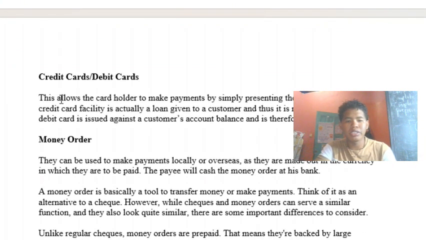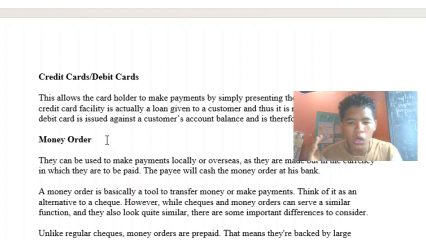Let's look at credit cards and debit cards. This allows the card holder to make payment by simply presenting the card to the seller. A credit card facility is actually a loan given to a customer, and thus it is to be repaid at an interest. A credit card allows you to spend money that you essentially don't have. So when you reach that card limit, you have to pay an interest on the amount of money that you actually spend, and that is how businesses, especially commercial banks, make money.